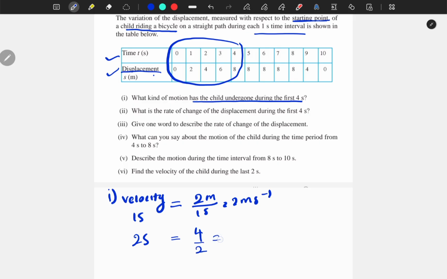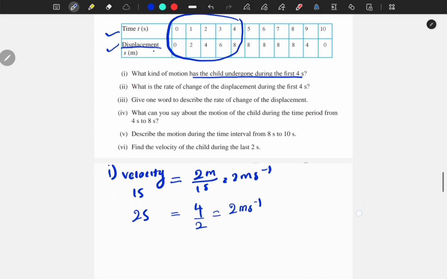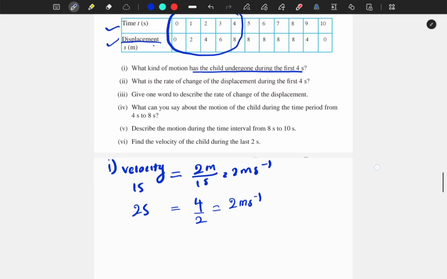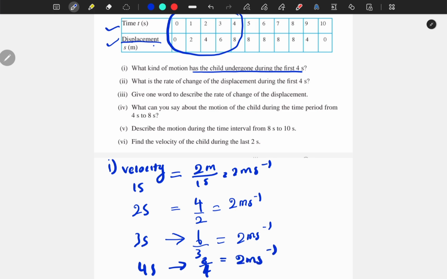4 over 2 means 2 meters per second. When I am explaining, sometimes I'm missing units and equations and everything, but students, you can't do that, right? So keep in your mind, at the 3 second what happened? 6 meters over 3 seconds, which is coming 2 meters per second. At the 4th second what happened? 8 over 4, which is also 2 meters per second.